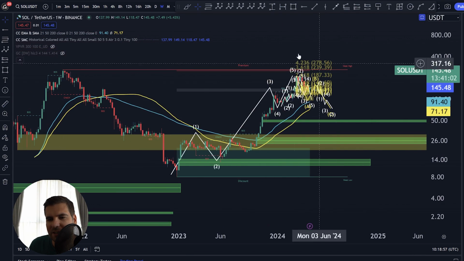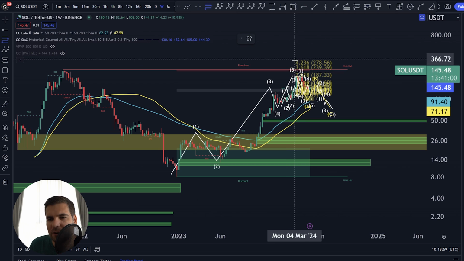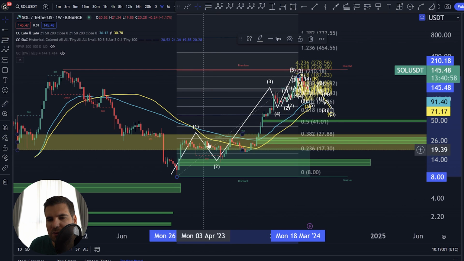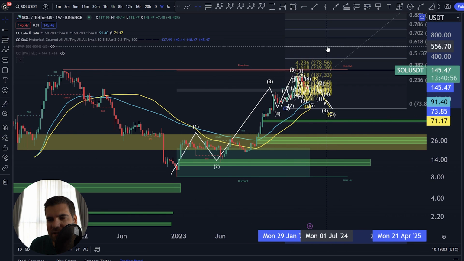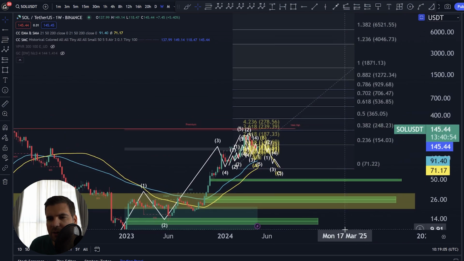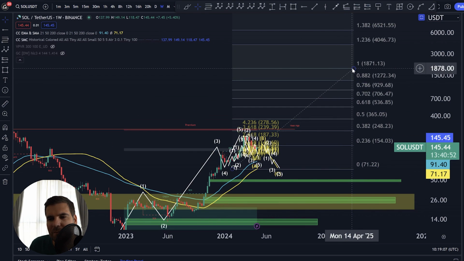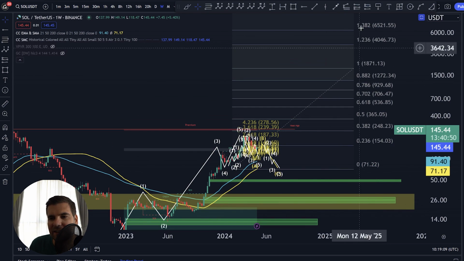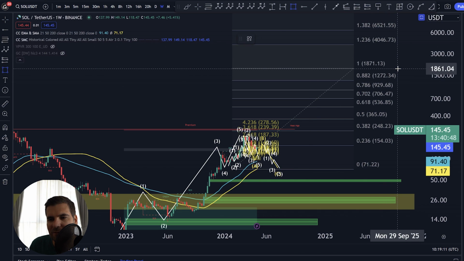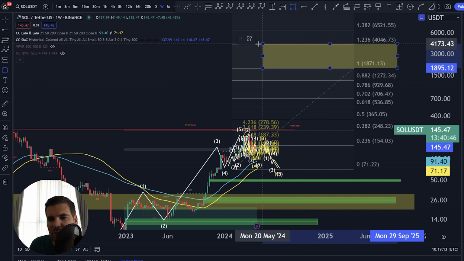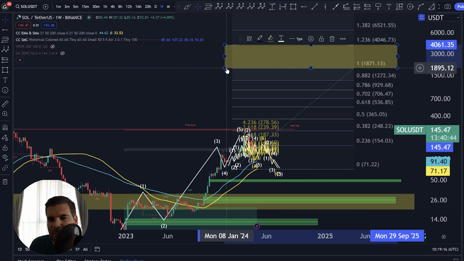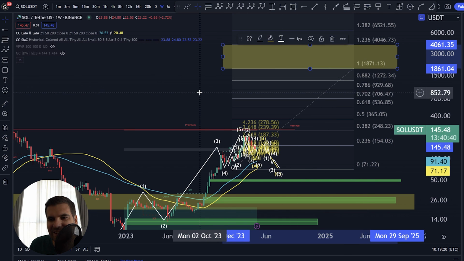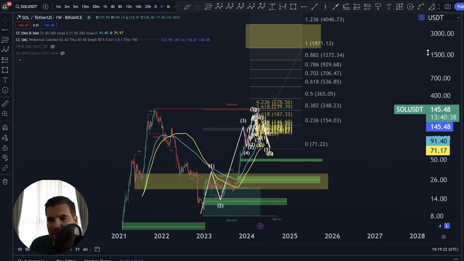If we actually take a look at this and we start predicting out where we think the next major moves could be, let's assume that we do have a $71 correction, then we could be targeting well above $1,000 for Solana. And I'd actually be targeting this to be right in here between the 1 and the 1.236 fib scales, indicating that Solana has the potential to be rallying up towards $1,800, which would be absolutely phenomenal.